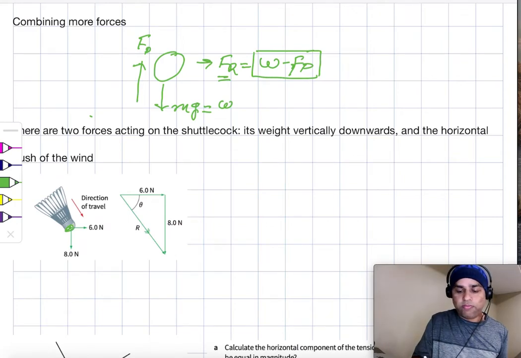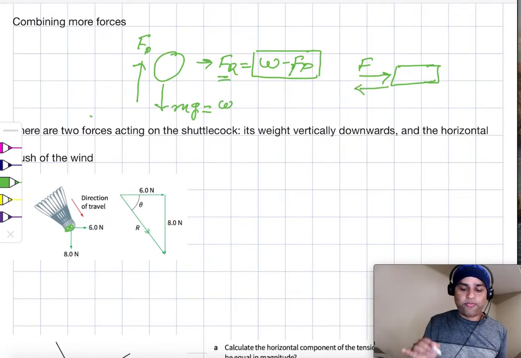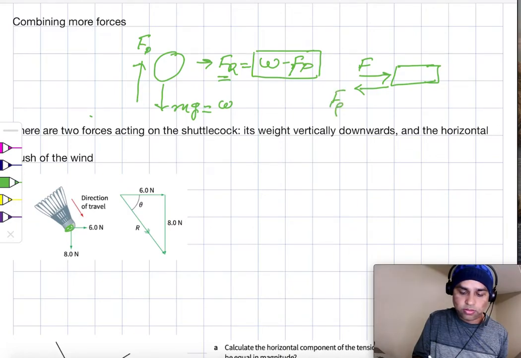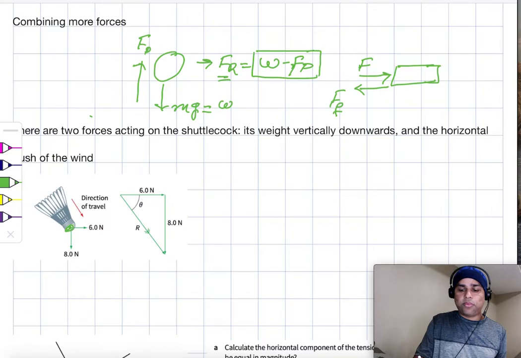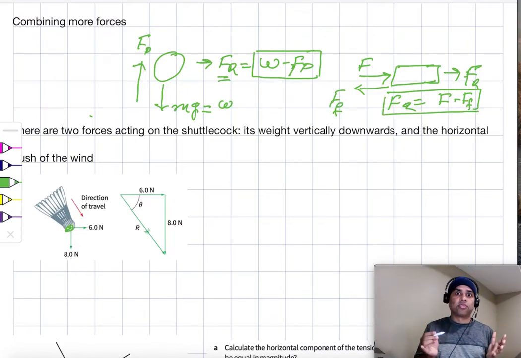In the same way, if you are pushing a block with a certain force F, and the block experiences a frictional force, let's say this is called small f, what is the resultant force? Fr will be F minus f, right? This is the resultant force against the friction. So we can combine the two forces here.